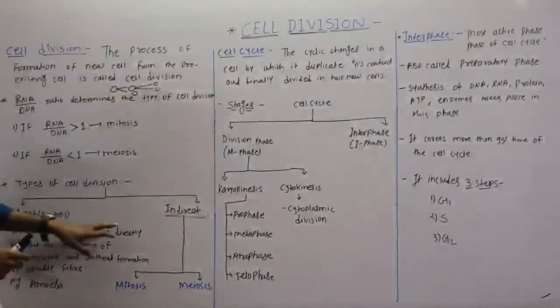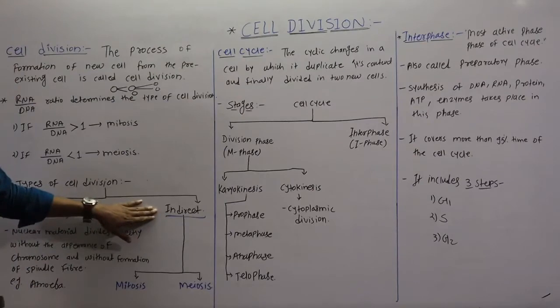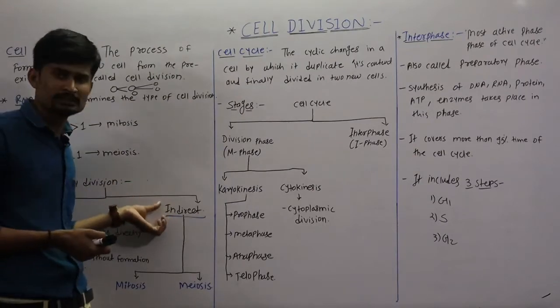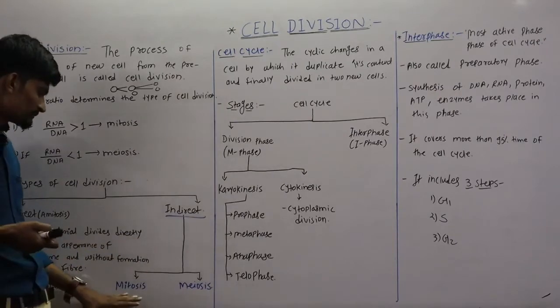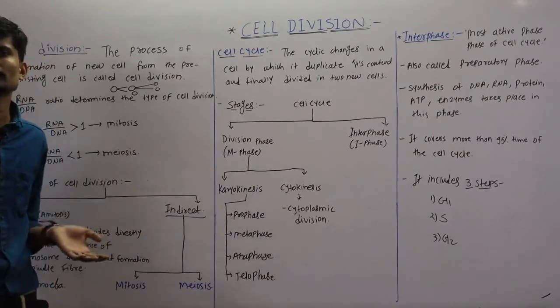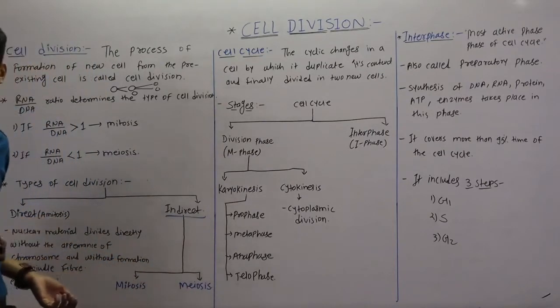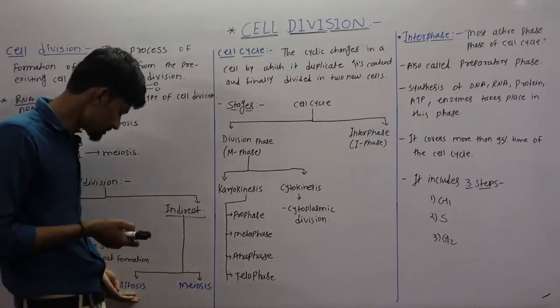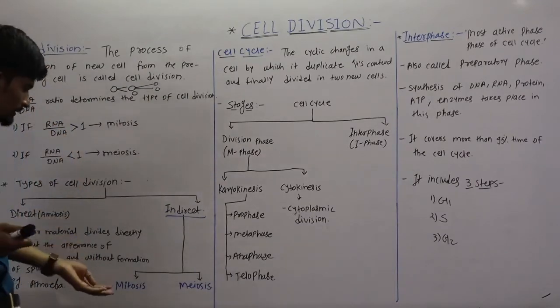Next one is the indirect type, which is the main topic of this chapter. Indirect type of cell division includes two types, that is mitosis and meiosis. So what happens in mitosis? In mitosis there is no reduction in the number of chromosomes.